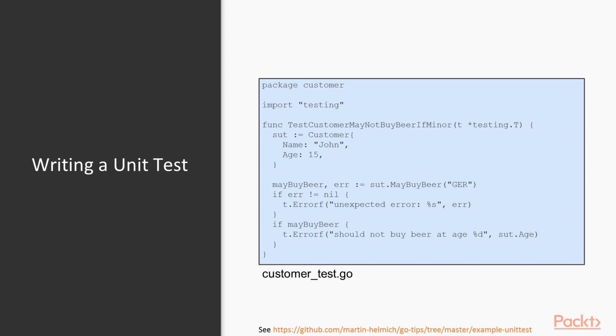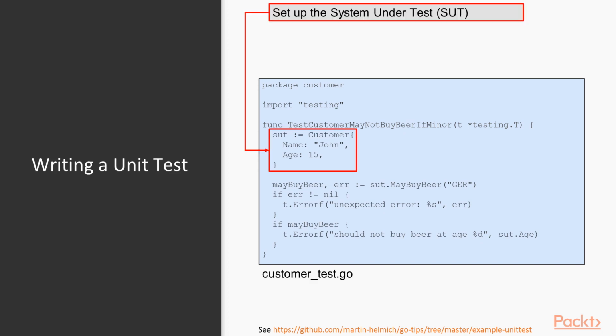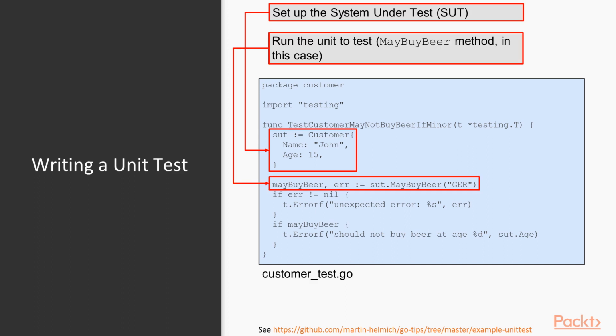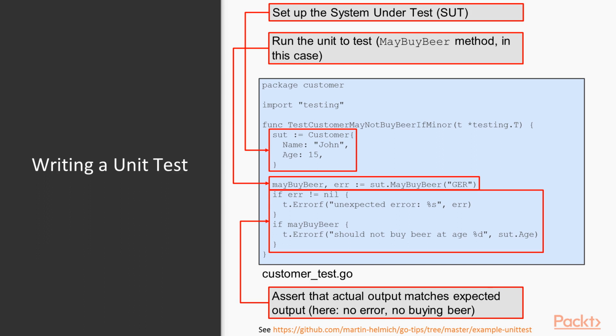Typically, a unit test will consist of 3 parts. Usually, you should start by setting up your system under test, in this case by instantiating a customer struct with some set of values. Next, you invoke the unit that you want to test, in this case the MayBuyBeer method, and observe the output of that method, in this case the return values, 1 boolean value and 1 error. And lastly, you need to assert that the actual output of the unit under test matches the expected output. In this case, we assert that the method did not return an error value, so error should be nil, and that the specific customer is not eligible to buy beer.